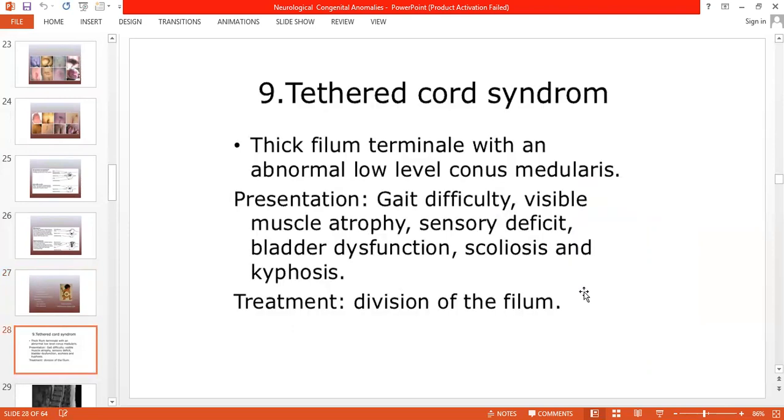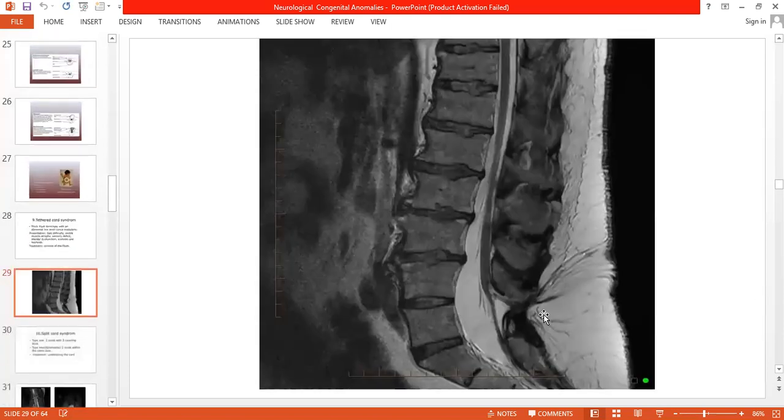Coming to the tethered cord syndrome, there is a thick filum terminale with an abnormal low-lying conus medullaris. There is a gait problem, sensory problem. There is scoliotic deformity or kyphotic deformity of the spine, and there is bladder or bowel dysfunction. So, treatment is division of the filum terminale. Here is a tethered cord.